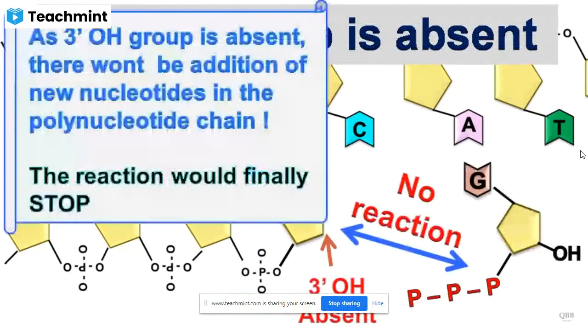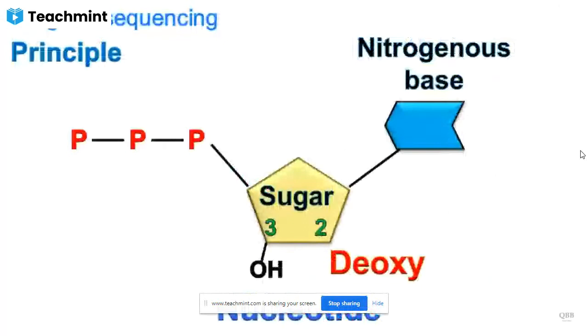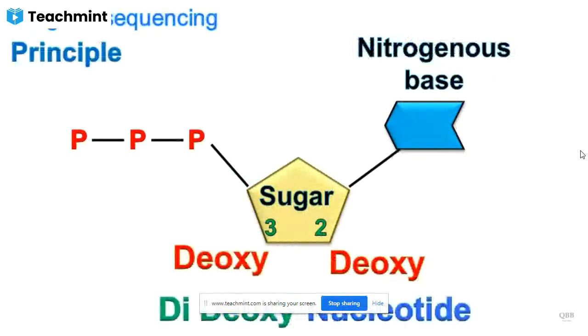The nucleotide having the 3' hydroxyl group absent is called a dideoxynucleotide. Di means two and deoxy means absence of the hydroxyl group. Let's see the classical Sanger sequencing method.